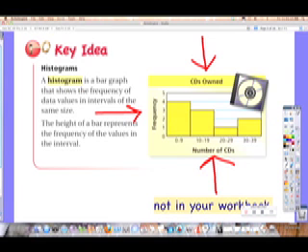Histograms come up all over the place. You might be in science and you'll see a histogram. You might even be in U.S. history and you'll see a histogram. Math class, histogram. So, right here, what is this saying?